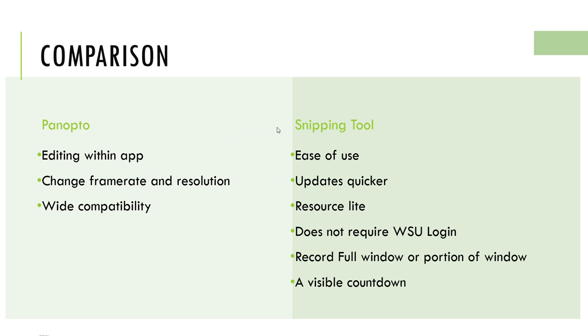But the snipping tool has some cool advantages. The biggest one is the ease of use. First of all, the snipping tool is already on your computer, and it is super easy to use. I'm going to show you how to do that within the next couple of slides. But it is not very difficult at all. Same thing when you talk about the updates. It's just an app, so it updates, and it's very resource light. Whereas Panopto can be resource intensive.